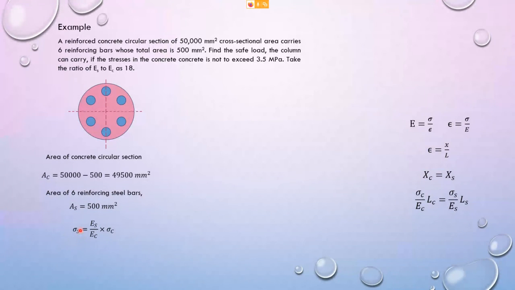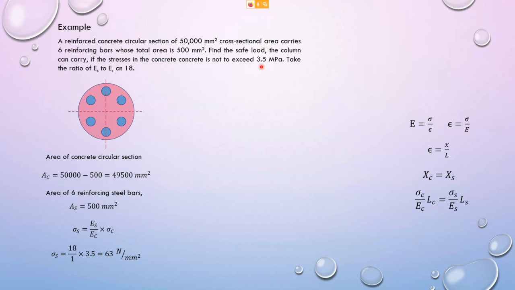So why do we need this equation? Because we want to find sigma S. Sigma C is given in the question, 3.5. ES over EC is given, 18. So we can make use of 18 here times sigma C, that is 3.5. So you get your sigma S, 63 Newton per millimeter square, which is also equal to megapascal. 1 Newton per mm square is actually 1 megapascal. So this is equivalent to 63 megapascal for steel.